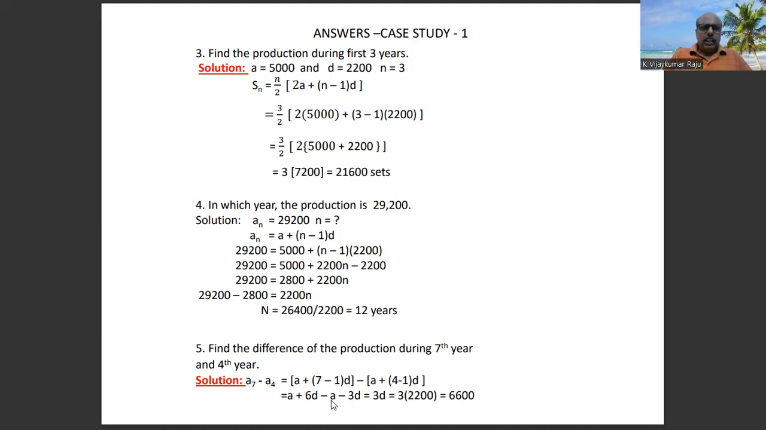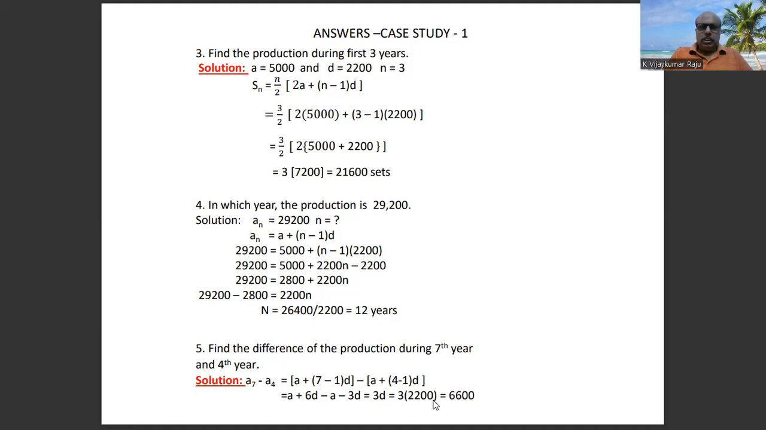A minus A cancels. 6D minus 3D is 3D. That is equal to 3 into D; the calculated value is 2,200. Multiply that, you get 6,600. So the difference between the production between the 4th year and the 7th year is 6,600 sets. Okay, I think this is clear. This is a case study.